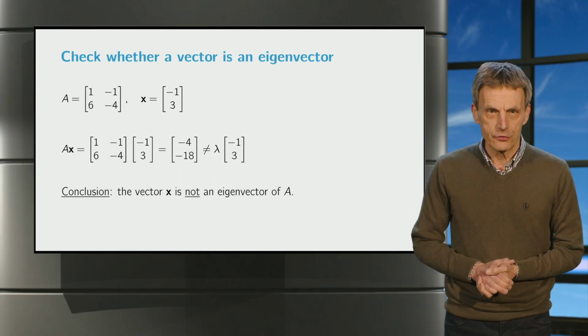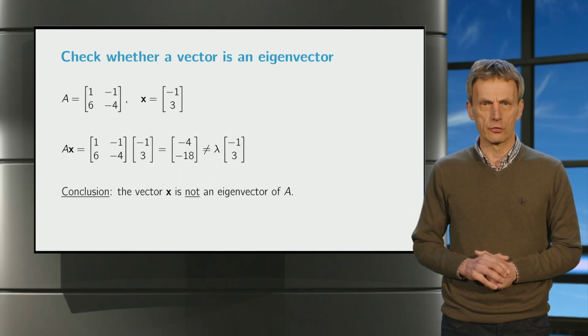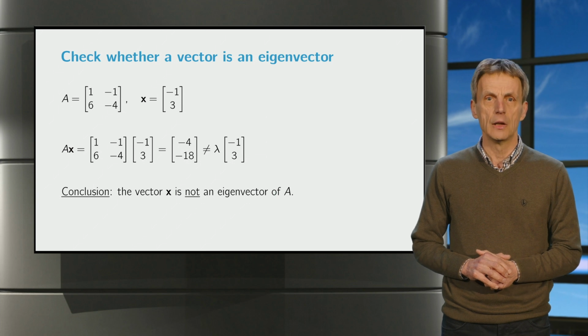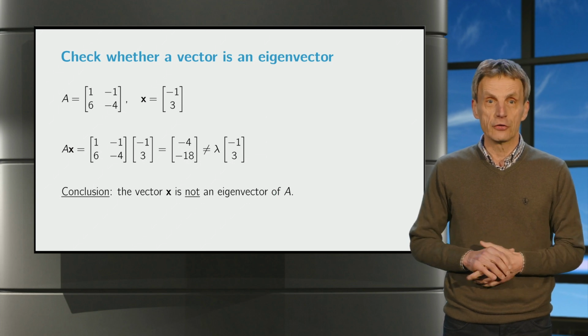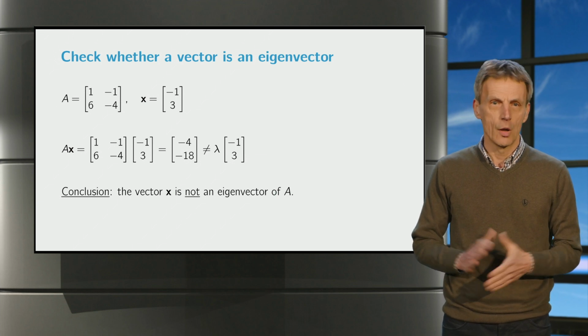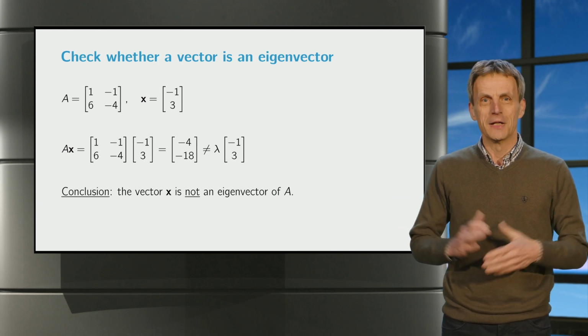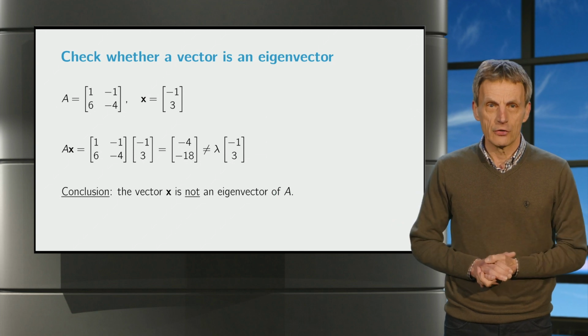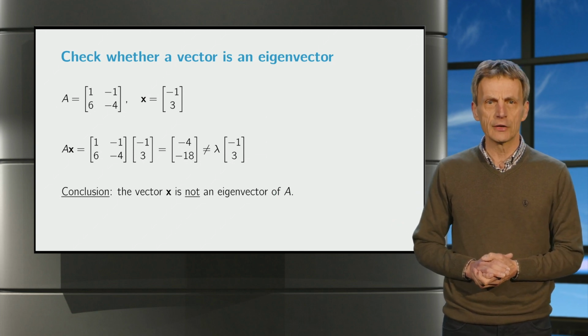As you've just witnessed, checking whether a vector is an eigenvector of a given matrix is easy. Is it perhaps just as easy to check whether a number is an eigenvalue of a given matrix? Well, not really. Before illustrating this with an example, let's review the definition of an eigenvalue.